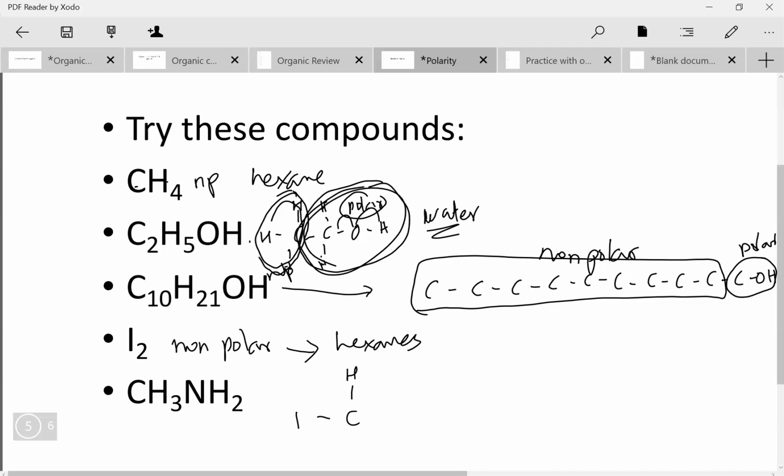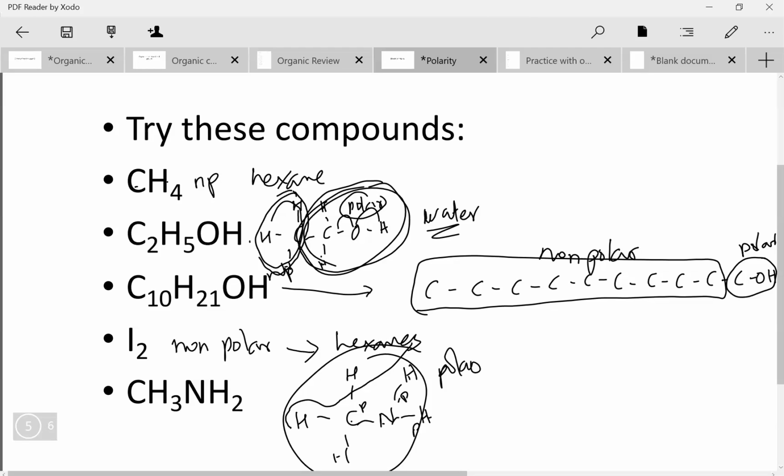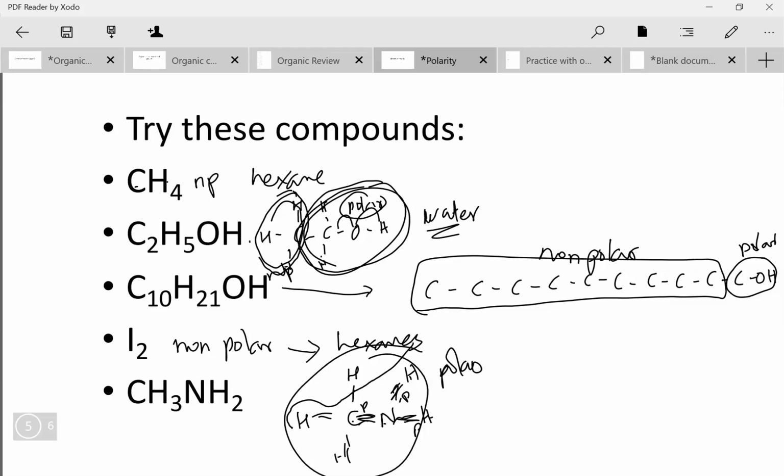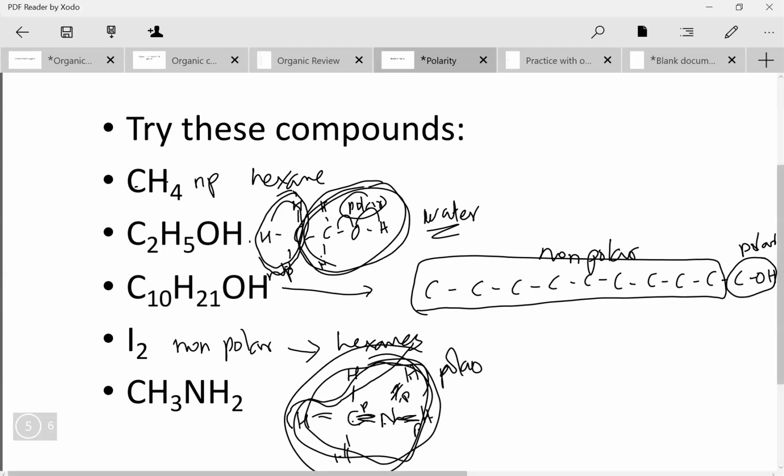CH3NH2, again, you have some nonpolar bonds, but you also have a lot of polar bonds. You have two N-H bonds and a C-N bond. All of these are polar. So basically the entire molecule is polar because it has polar bonds here, here, and here. There are some nonpolar bonds, but you can't just count the number of nonpolar ones. You look at the molecule as a whole. You draw a circle around roughly where the polar stuff is, and that's the polar part. So this is polar, and so it will dissolve in water. All right, so we'll do more practice with the practice questions.